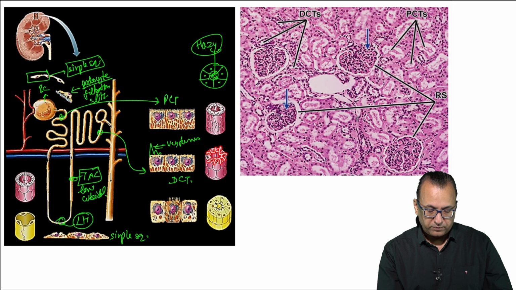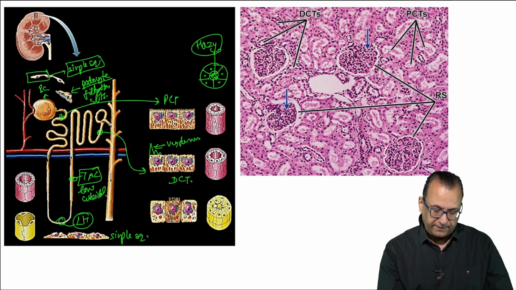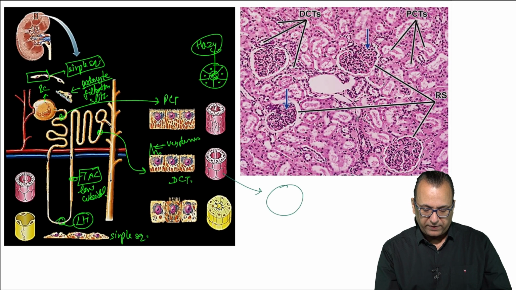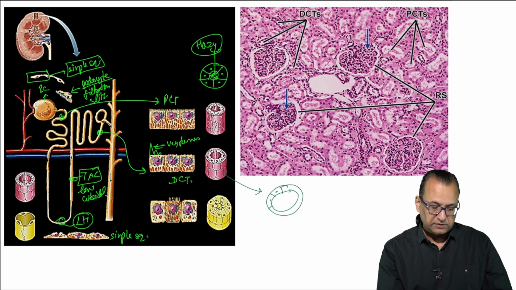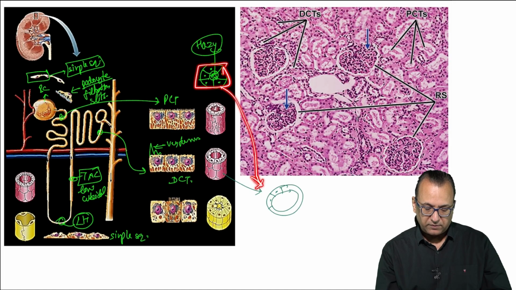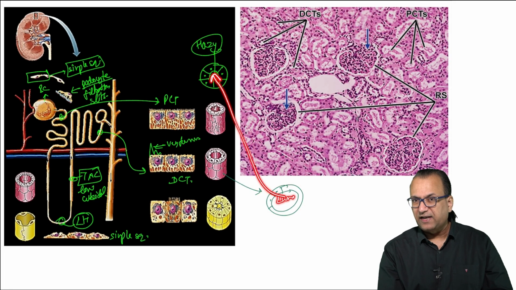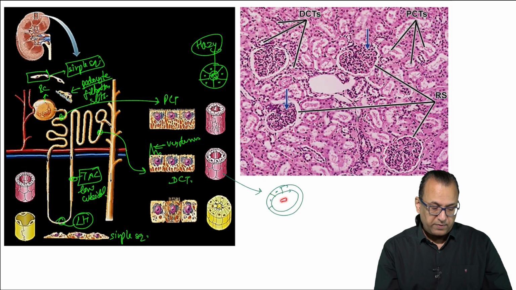If you draw it yourself, we are drawing the DCT now. In the DCT, you will find the cells are low cuboidal. Compare them with the PCT. The lumen is wider as compared with the PCT lumen, and it is not hazy, it is clear. Why is the lumen clear? Because the lumen is wider and clear, and the cells are low cuboidal. We are talking about the DCT here.